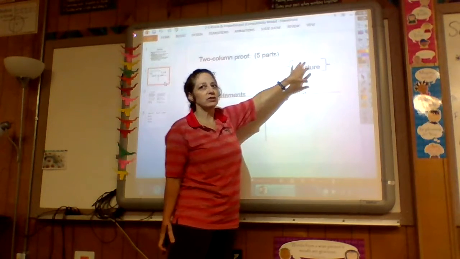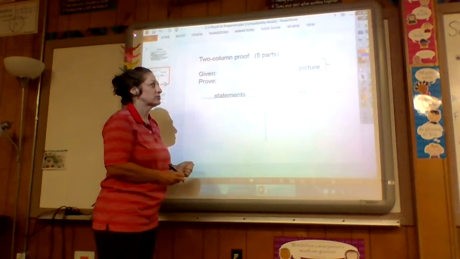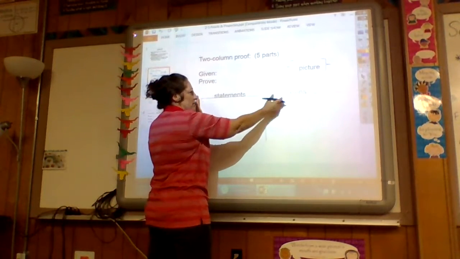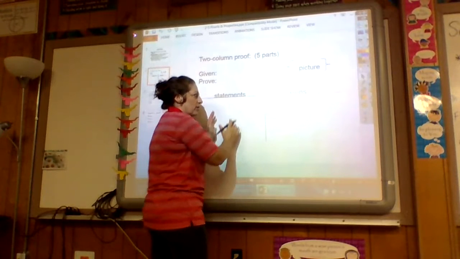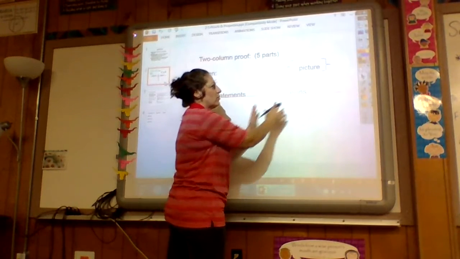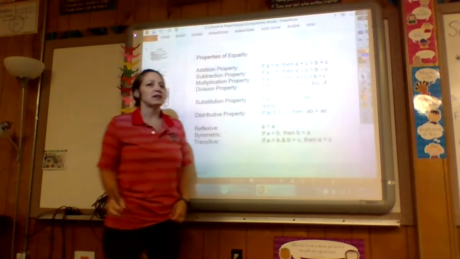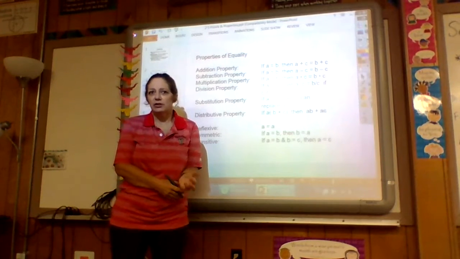Geometrically, there will be a picture involved so that you can look at the picture to see. And then you put your given statement here, reasons, and you work your way through your problem, what you know and why you know it. All right. Along with our proofs today, we're going to mainly be working on algebraic proofs.